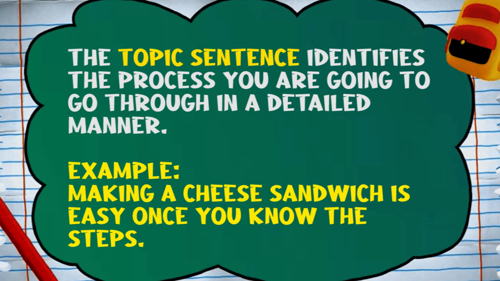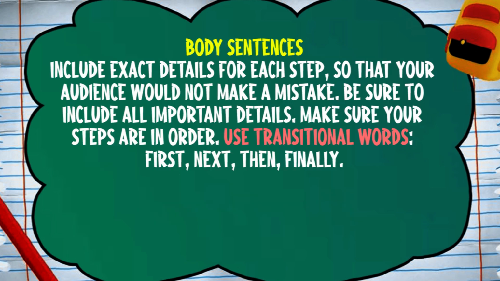Now, for example, making a cheese sandwich is easy once you know the steps. Write a composition explaining how you made a cheese sandwich for your snack. The body sentences will include the exact details for each step so that your audience or your reader would not make a mistake if they want to try to make a cheese sandwich. Be sure to include all the important details. Make sure your steps are in order. Use your transitional words. Example, first, next, then, finally.